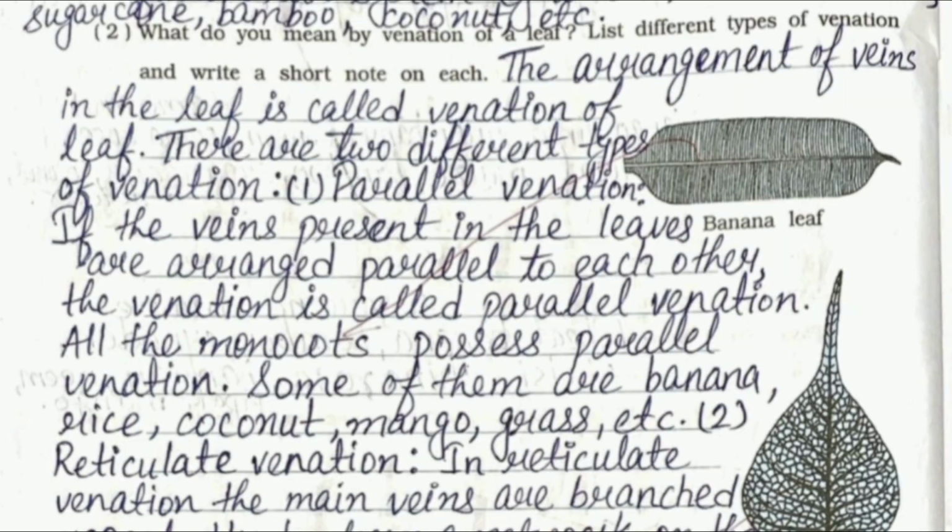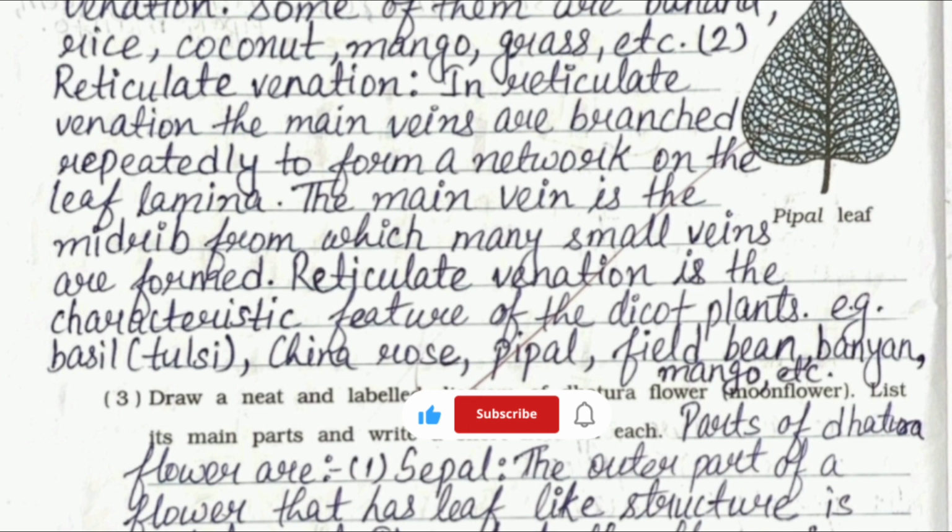Now the second question is, what do you mean by venation of a leaf? List different types of venation and write a short note on each. So here you can check there are two types of venation, that is parallel venation and reticulate venation. I have already written the answer. Here firstly what you need to do is write the definition of both of them, that is parallel as well as reticulate venation, and then you need to write the examples for the same.